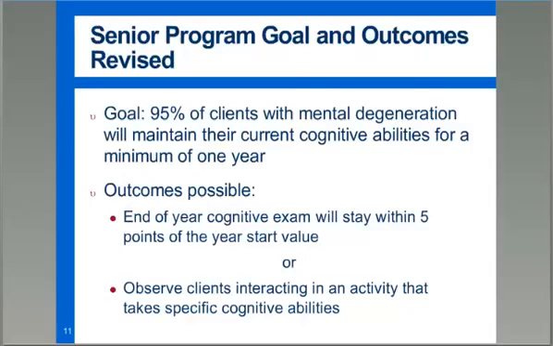The outcomes possible are that at the end of the year, the cognitive exam will stay within 5 points of the year start value or year ending value from previous year, or we can observe clients interacting in an activity that takes specific cognitive abilities. For example, playing a game like Scrabble or Monopoly. So there's two possible outcomes that we could use. The first one listed is the one that was already presented, so let's choose that one. Let's look at a second example.